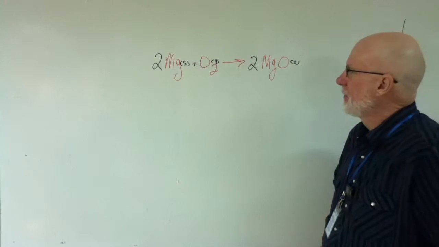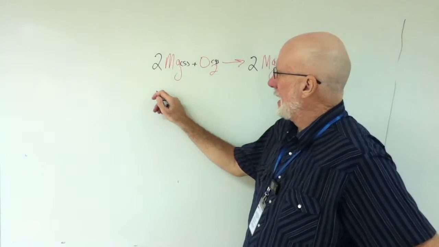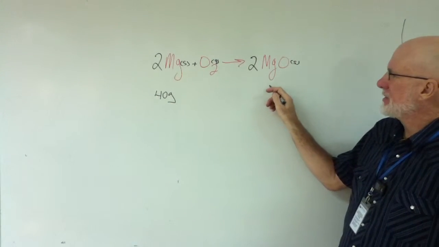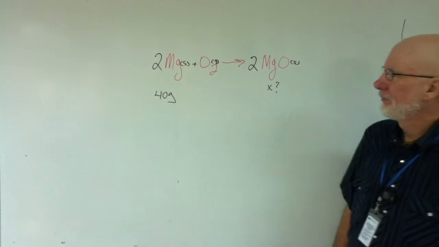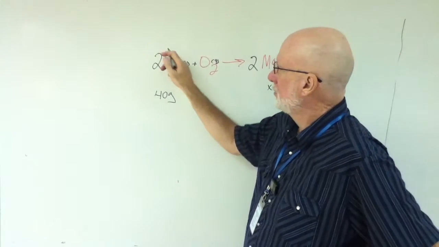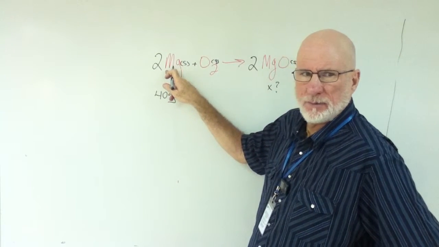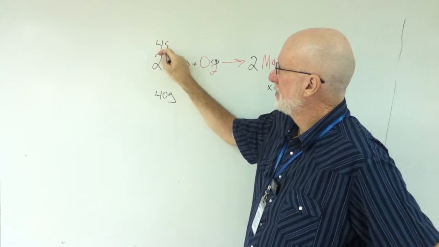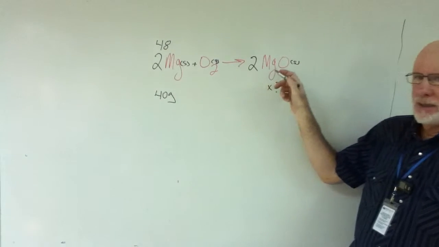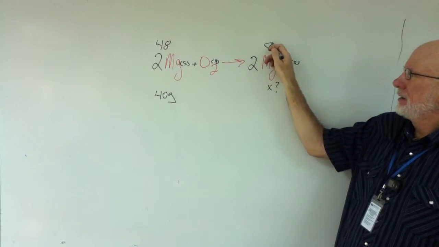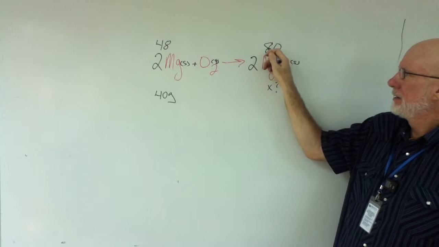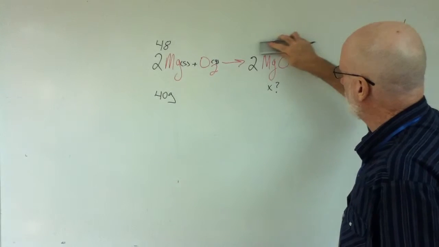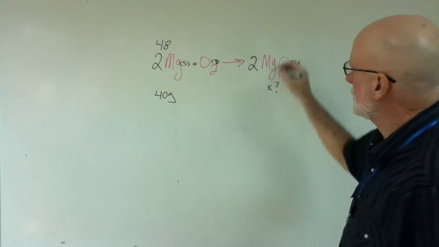Gotcha, understood. All right, so let's say I have 40 grams of this. How much of this am I going to get? Well, this is 24, right? Isn't magnesium 24? Isn't that the mass of magnesium? So that's going to be 48. This will be 80. Let's make that a nicer looking 8.